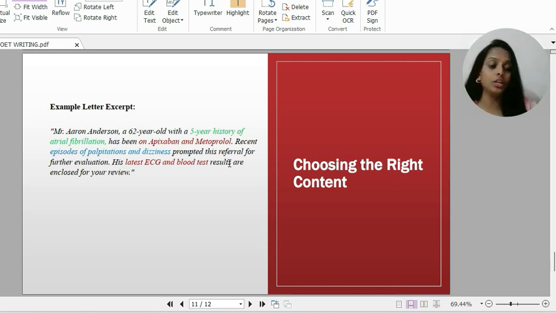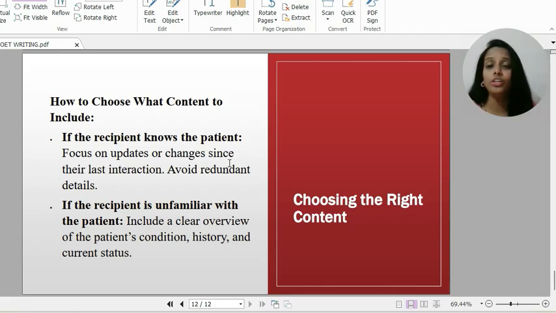When it comes to the general tips for choosing the right content in OET writing, first, know your reader. Tailor the information to the recipient's expertise and needs. Don't overload with unnecessary details. Prioritize relevance. Include only details that help with the patient's management, such as current status, medications, symptoms, and test results. Also, stay concise. Keep your sentences clear and to the point. Focus on what's critical for effective communication.